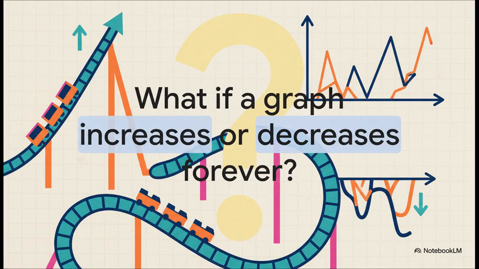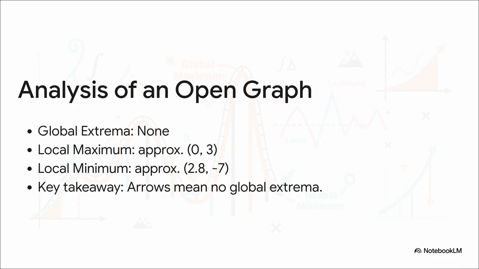Okay, great. But not all functions have a nice, neat start and finish. What happens when the ride just keeps going? See the arrows on this graph? That means the function goes on forever in those directions. So think about it. Can there even be an absolute highest point if the graph just keeps going up and up? You got it. No way. Since the graph goes up forever on one side and down forever on the other, there's no single highest or lowest point. That means no global extrema. But we can still find those local hills and valleys. You can see a little peak there near the y-axis and a local valley a bit to the right.